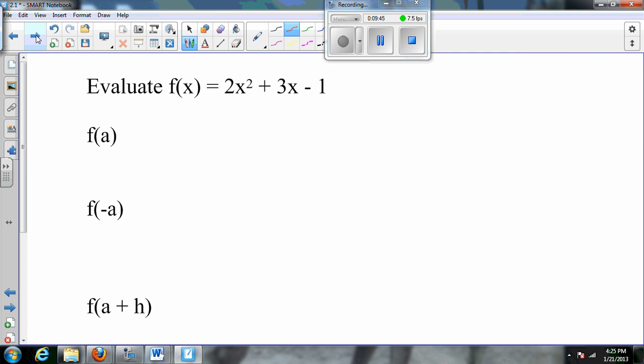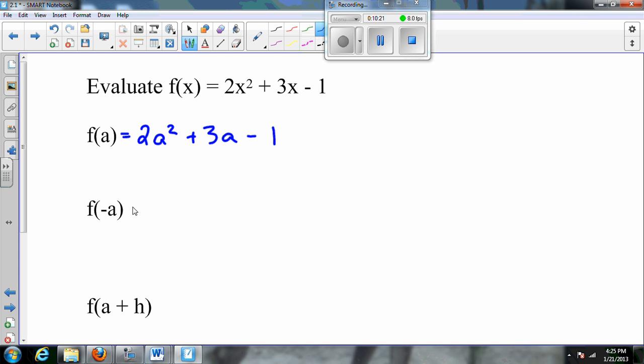We're now going to work with evaluating a function, and instead of x, it's at another variable. So let's begin by evaluating f of x equals 2x squared plus 3x minus 1 at f of a. So instead of an x, we are substituting in a. So it becomes 2a squared plus 3a minus 1. There's no work to be done, nothing can be simplified, and we're not going to worry about factoring.